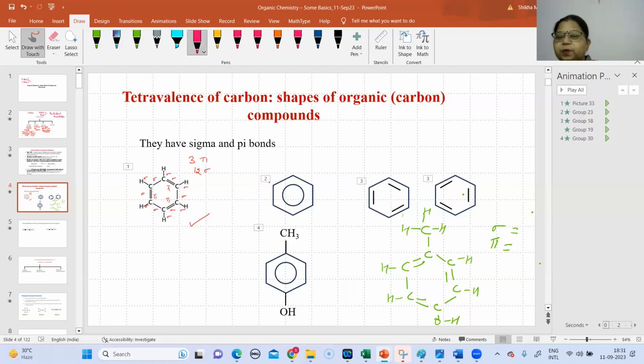So the pi bond count should remain the same because there is no extra double bond. They were already having 12 sigma bonds, right? Now what has happened? You have replaced two sigma bonds by the carbon-carbon bond of CH3 and the carbon-oxygen bond of the OH group. So there are 12 already. To me, this will be the 13th, 14th, and 15th bond, and this will be the 16th one. Shweta, how many sigma did you get?